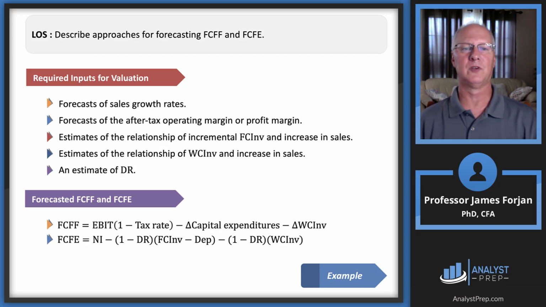Required input, so we need sales growth rates, operating margins, we need relationships between incremental long-term investments and short-term investments and the increase in sales, and then that debt ratio. And so there's a good formula for free cash flow to the firm and free cash flow to equity based on these forecasts. And notice that they are super similar to what we've done before, with a slight adjustment to reflect the forecast.